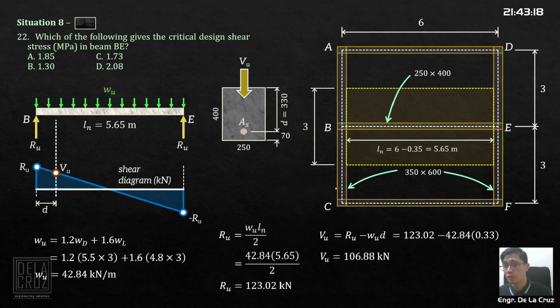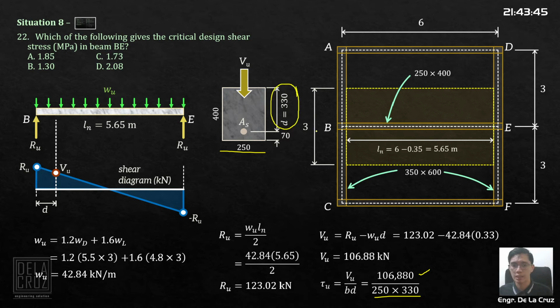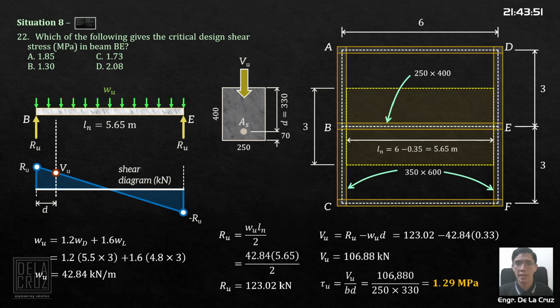So, take note, shear stress is force over area. Yung area natin is the effective area. B times effective depth. So, yung ating VU of force over the area, VU, gawin natin siyang newtons. 106,880 newtons divided by the area. So, 250 by 330. Ito yung makukuha natin, 1.29 megapascals. So, sa choices, yung answer is letter B.